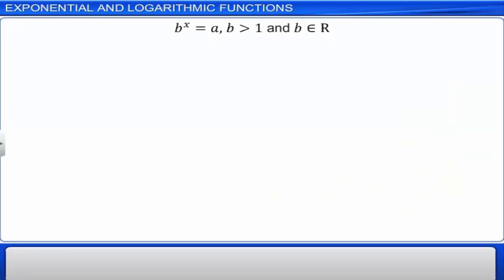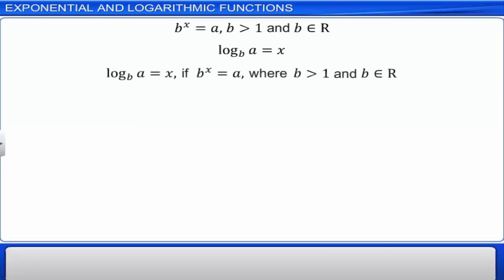Let's consider an exponential equation bˣ = a, where b is a real number greater than 1. In logarithmic form, this can be written as shown here. This is read as logarithm of a to base b is equal to x. Mathematically, for a real number b greater than 1, the logarithm function is defined as log a to base b = x if bˣ = a.